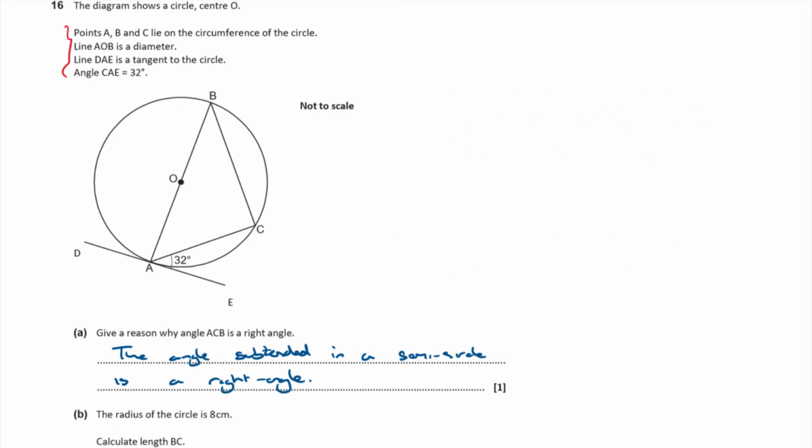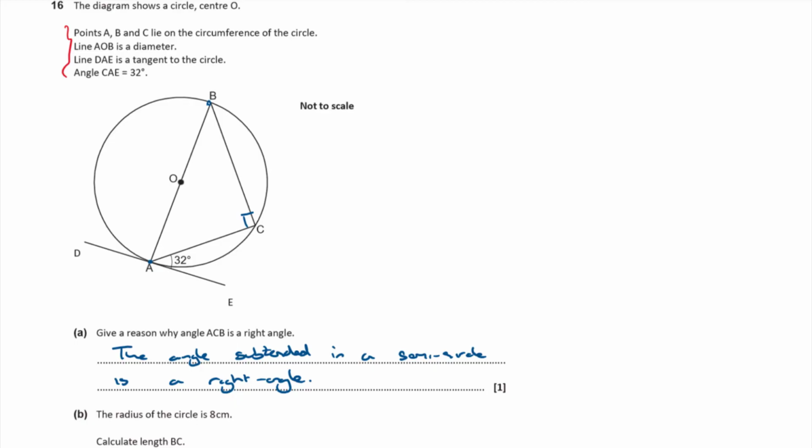Okay, so basically it's subtended off this diameter, isn't it? So the angle is formed off the diameter that's drawn through the center of the circle, so that means this is going to be 90 degrees always. It's just a rule for circle theorems that you need to know and use.